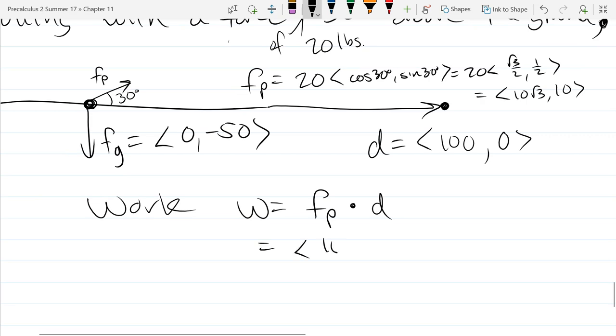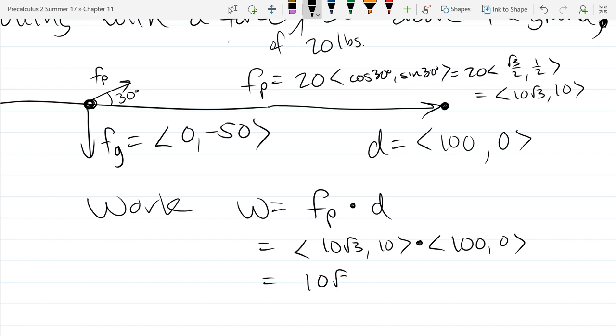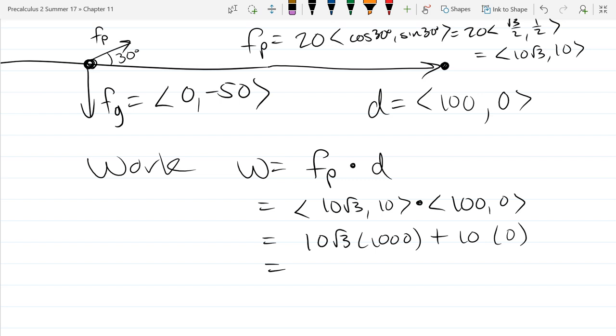So FP is 10 square root 3 comma 10. Displacement 100, 0. So we multiply this. We have 10 square root 3 times 100 plus 10 times 0, which is 0. Should be 100. And when I multiply it by 10, I get 1,000 square root 3.